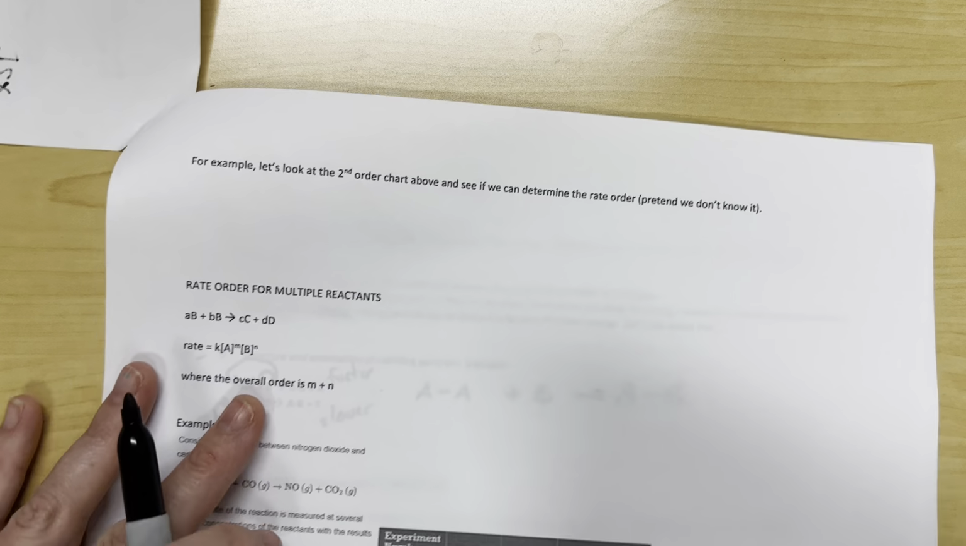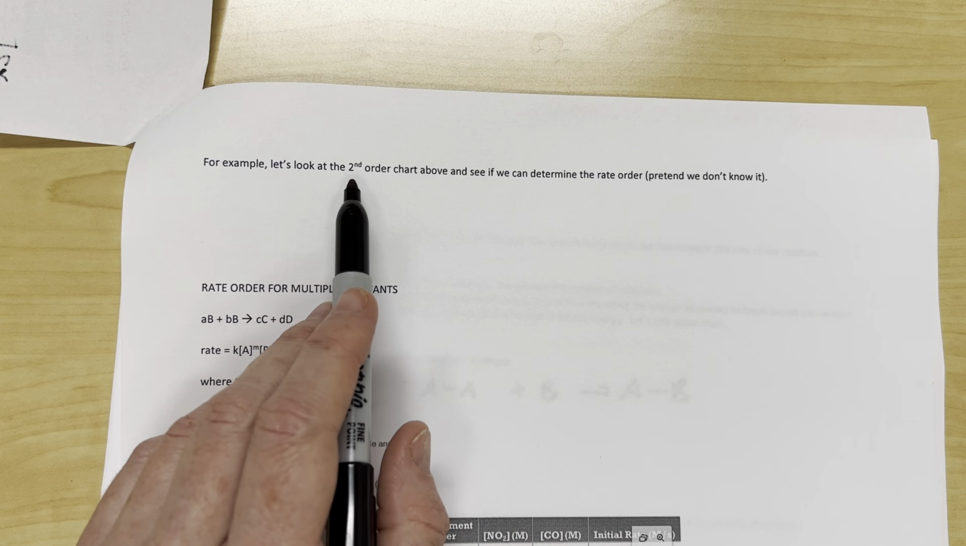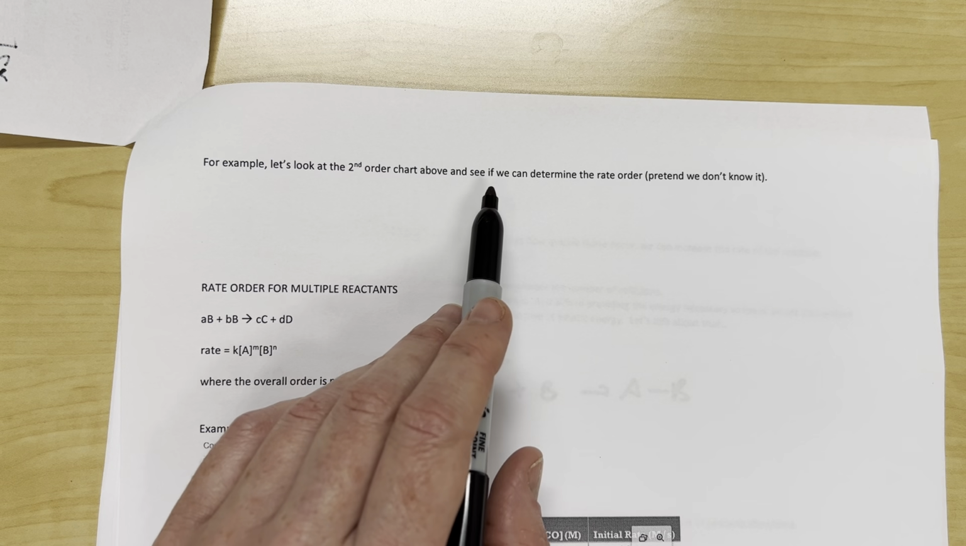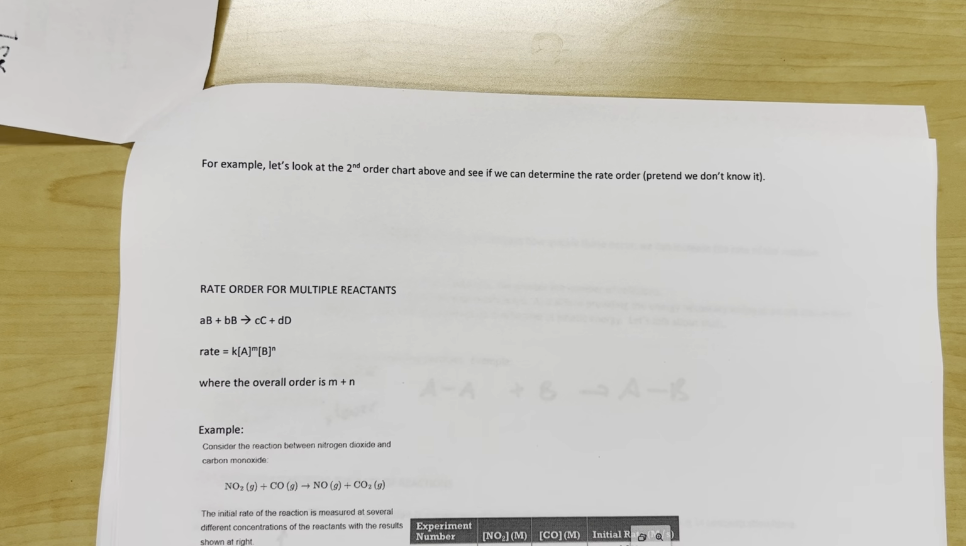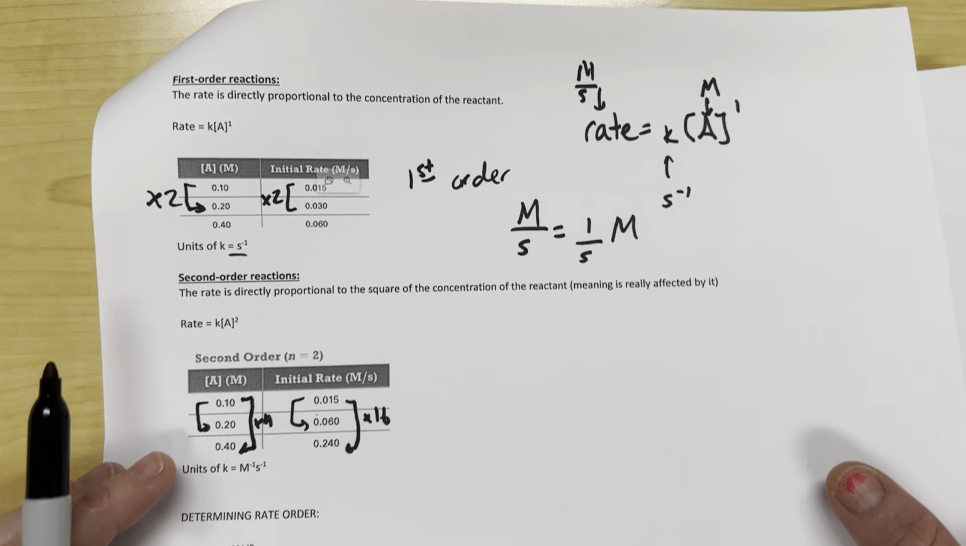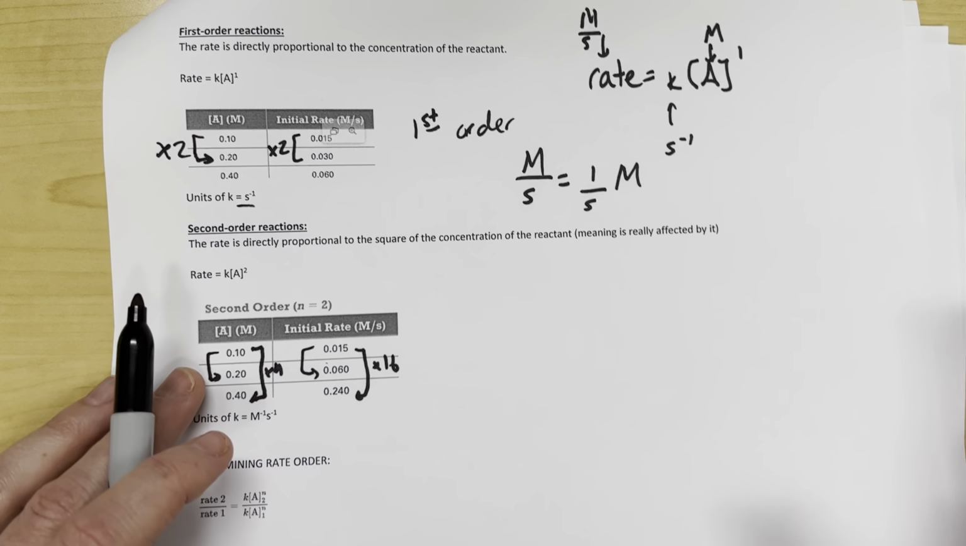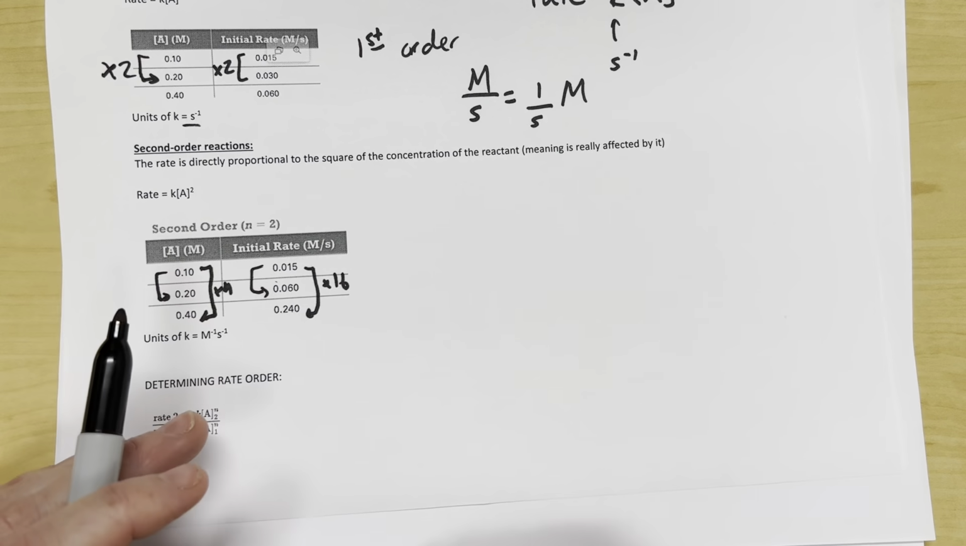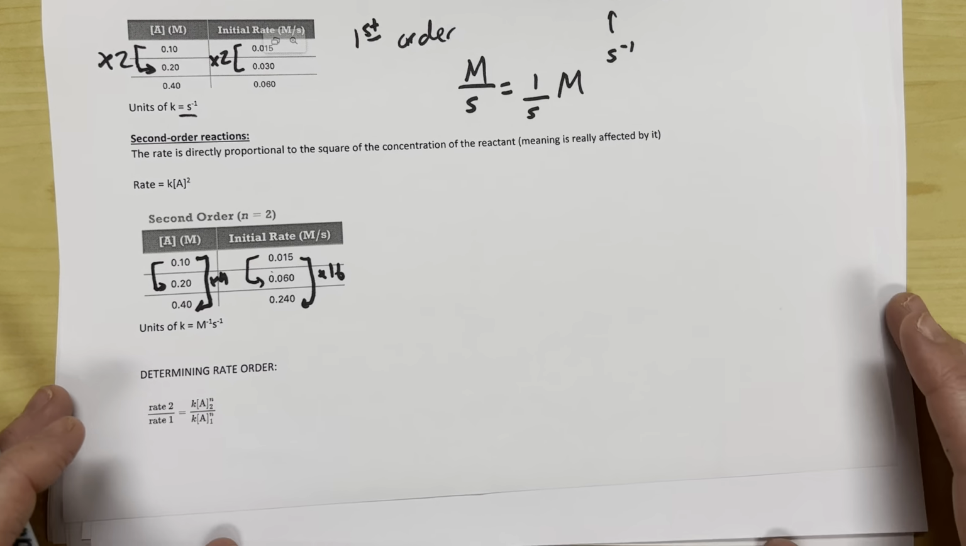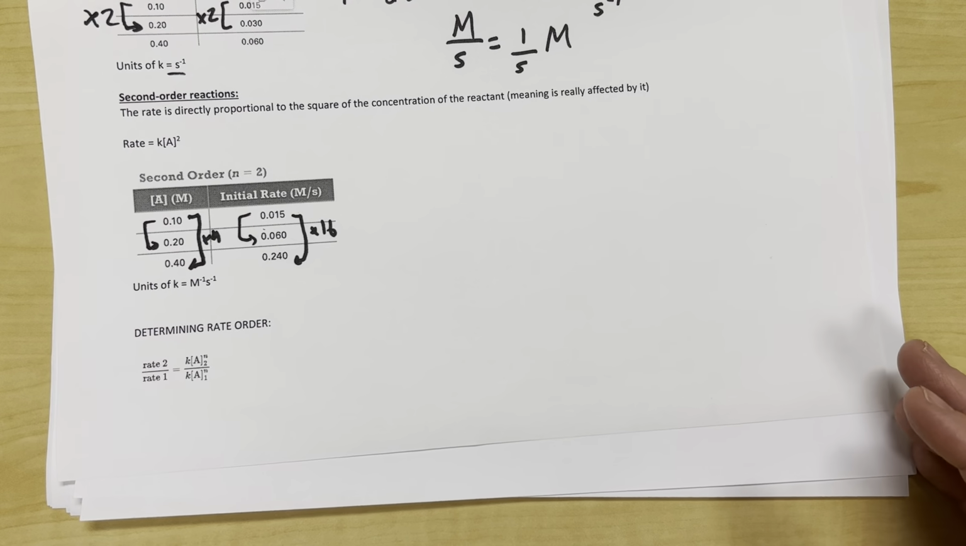So I'm going to leave this here. It says, let's look at the second order chart above and see if we can determine the rate order, pretending we don't know it. So as easy as it is to say this doubled and this quadrupled, therefore it's a second order rate, let's pretend we couldn't figure that out. Let's pretend that data wasn't very clear or we didn't quite understand, and you will come across those situations.